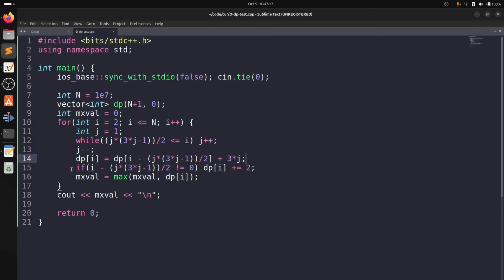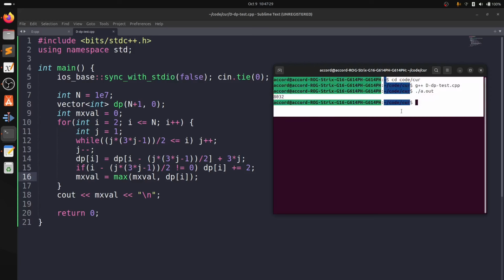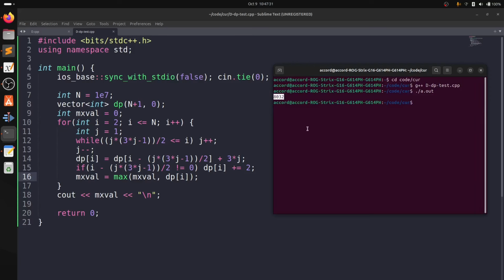times j. And if this is not 0, right? So if it is not the starting element itself, then we have to add the separator, which is dp of I plus equal to 2. Now we take max of all of this. If you run this code, so I just ran this code over here on the terminal. As you can see, the maximum length which we got is 8,000, which is conveniently less than 10,000, right?